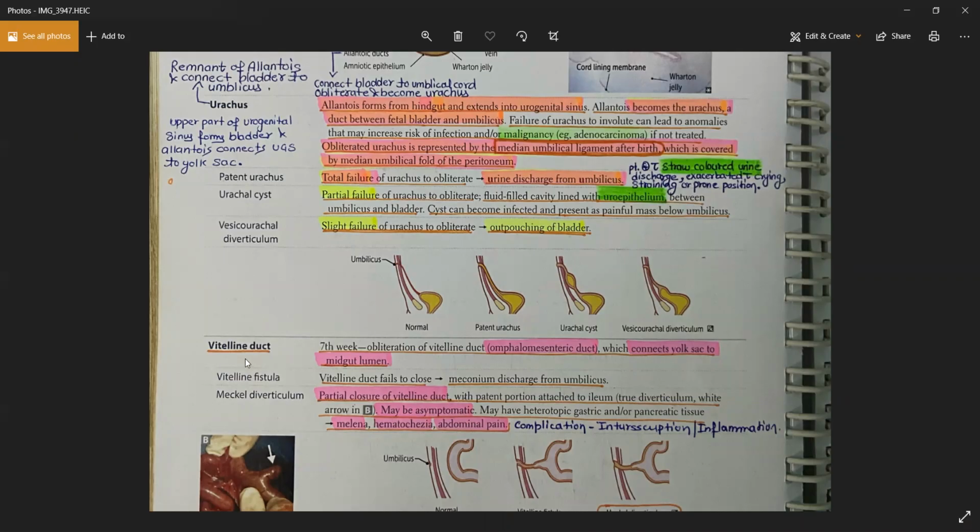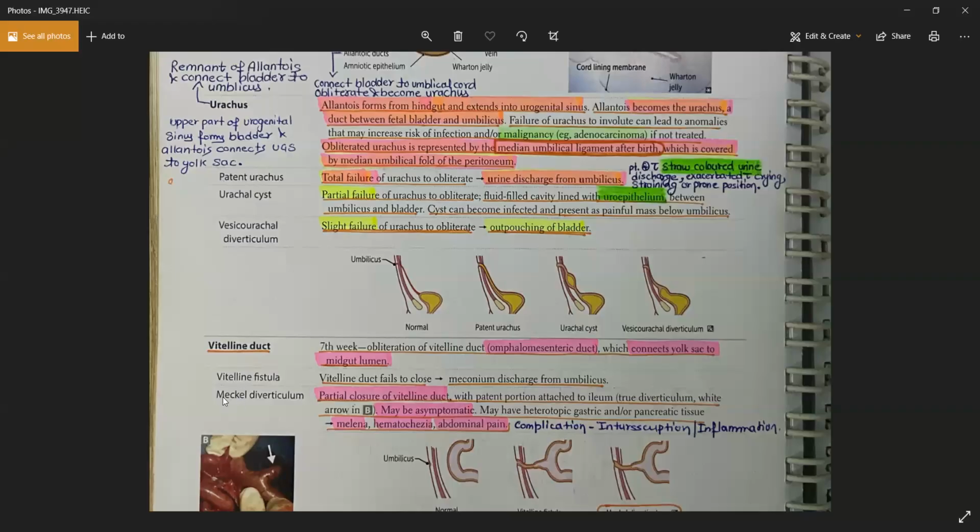Secondly, you can have a vitelline cyst also if you have a partial closure or a partial obliteration. Just like the urachal cyst, you can also have a vitelline cyst, and it can get infected. Again, it will present as severe abdominal pain, just like peritonitis, guarding, rebound tenderness, everything would be there. And a mass is present just below my umbilicus again.